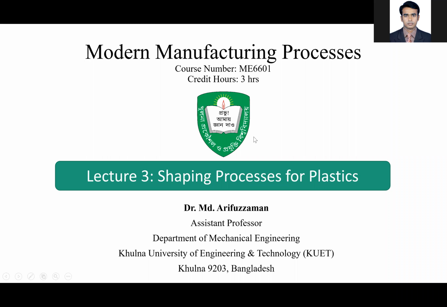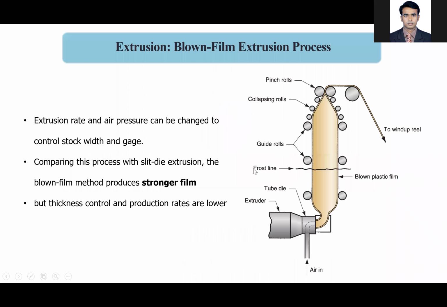All right, it's lecture 3, shaping processes for plastics. We're studying, in the last class we have been also studying the shaping process. It's part 2 of the shaping process. We'll start with extrusion. It's a blown film extrusion process.